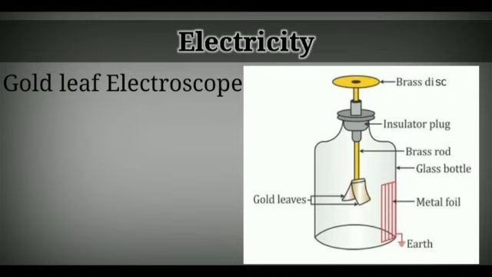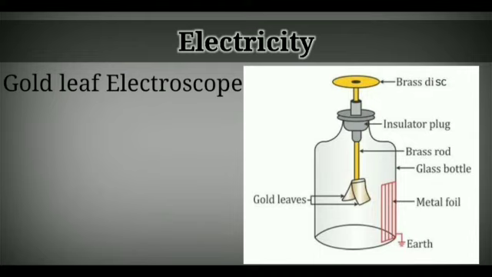Structure of an electroscope. It's made up of a glass jar. A vertical brass rod is inserted into the jar through a cork. The top of the brass rod has a horizontal brass rod or brass disc. Two gold leaves are suspended from the brass rod inside the jar.